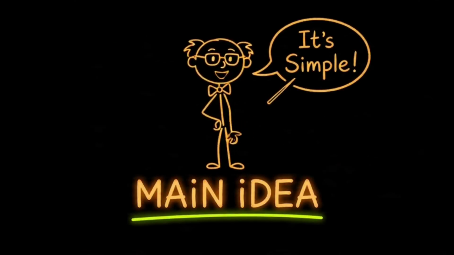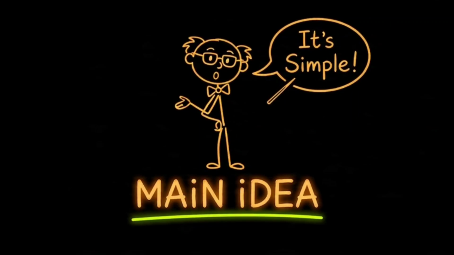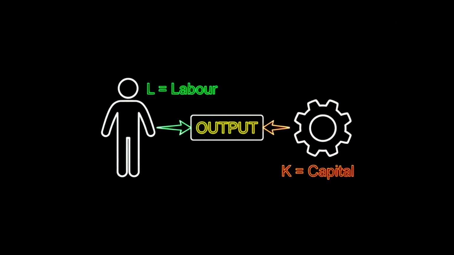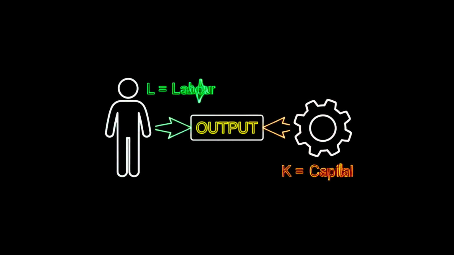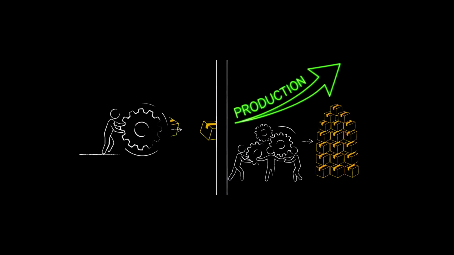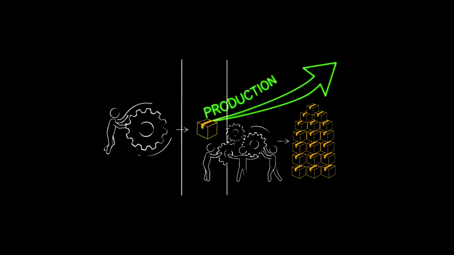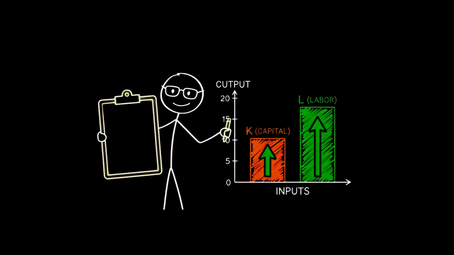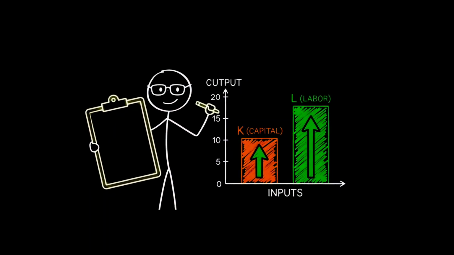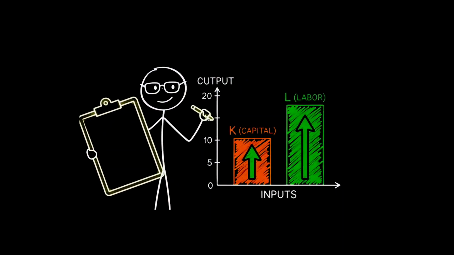The main idea of the Cobb-Douglas function is simple. Output depends on capital and labor together. When a firm increases the number of workers or uses better machines, production increases. This function helps economists measure how these two inputs affect total output.